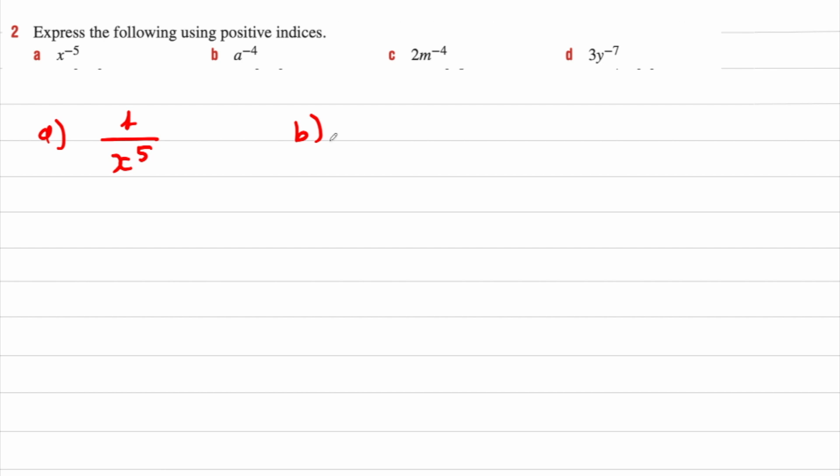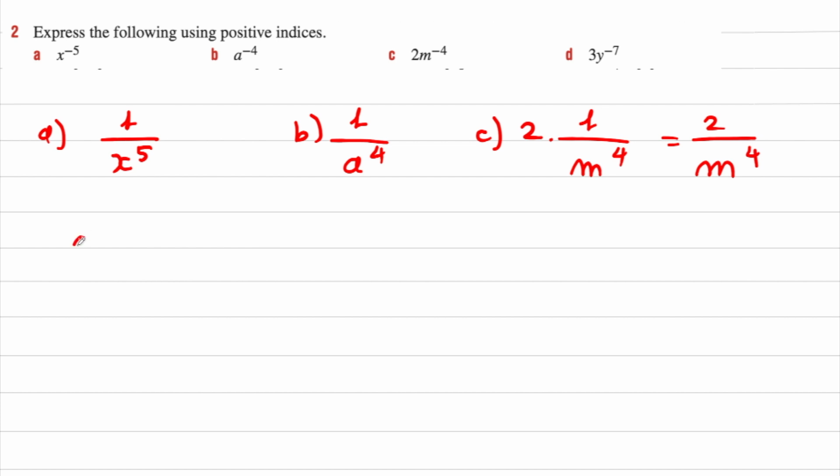Change position from the denominator to the numerator. Convert from the numerator to the denominator. Numerator, denominator, denominator only m, because the 2 here I keep unchanged. Negative 4 here applies only to m. So 1 over m to the power of 4 means 2 to the power of m over 4, like this one.